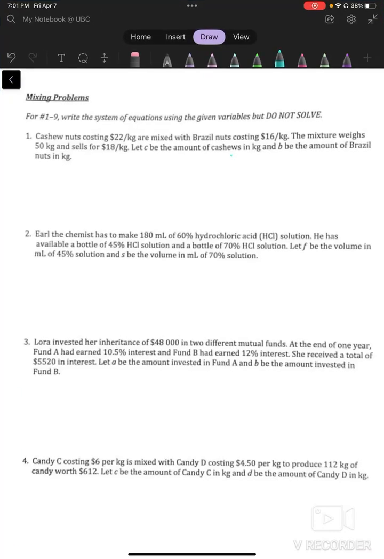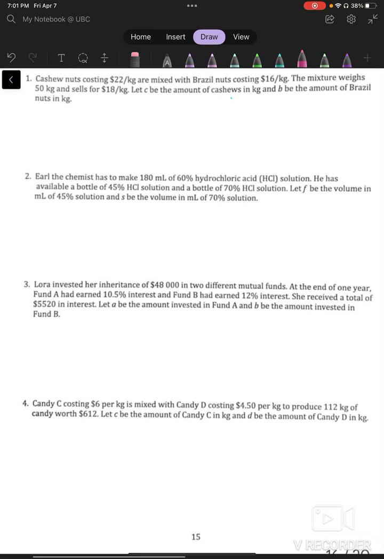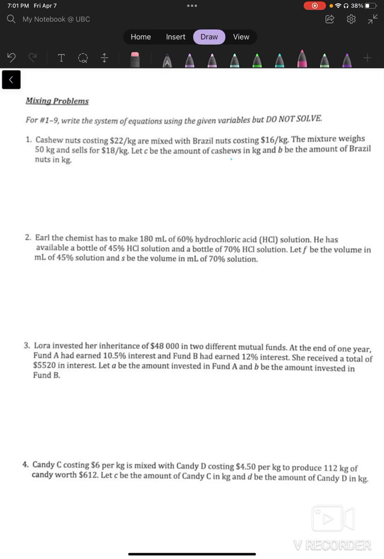So the final part that I'm going to do are the mixing problems, and it's telling you not to solve your 1 through 9. So I'm going to just do that. So for problem number 1, it's telling you that cashew nuts costing $22 per kilo are mixed with Brazil nuts costing $16 per kilo. The mixture weighs 50 kilograms and sells for $18 per kilo.